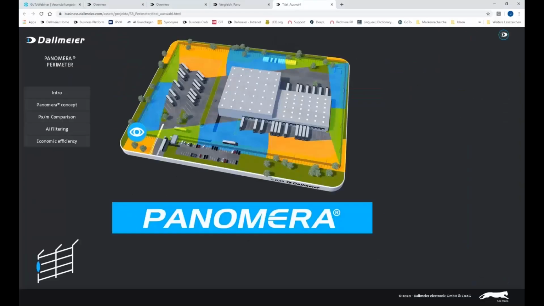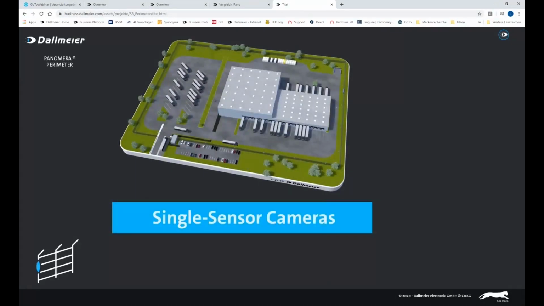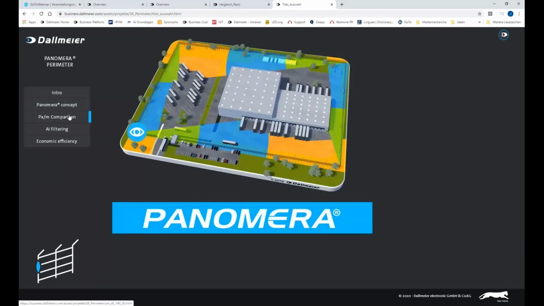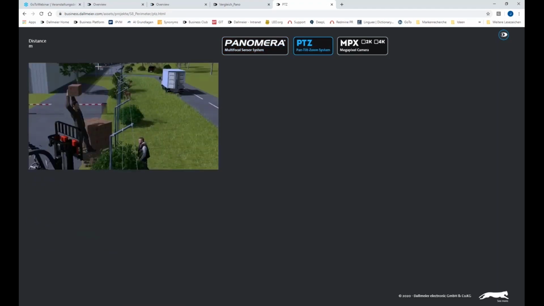Another way of looking at this is perimeter, or another example, same key value proposition with single sensor cameras. You need quite a number of cameras, obviously, to cover this perimeter. And with Panomera, because you have multiple focal lengths in the camera, you can really reduce the number of required systems dramatically. And also here, the same thing again. I have my perimeter situation.